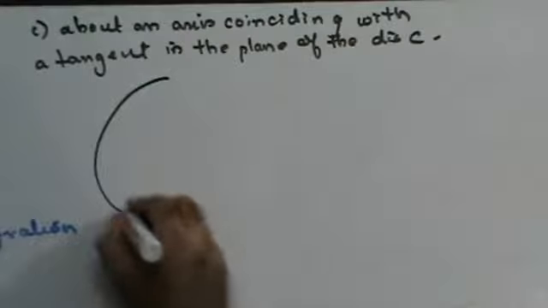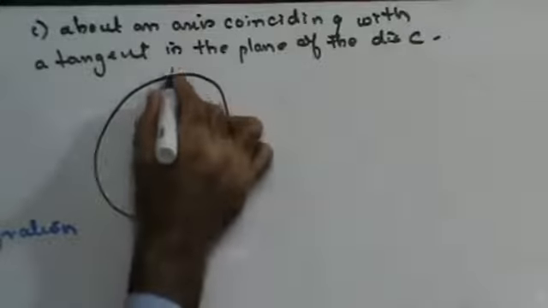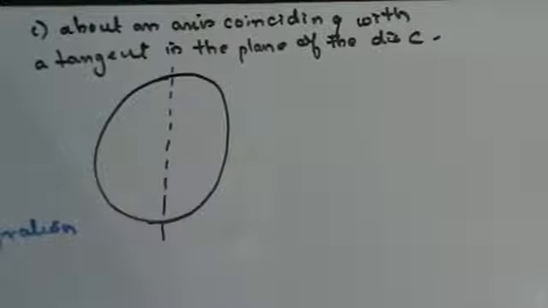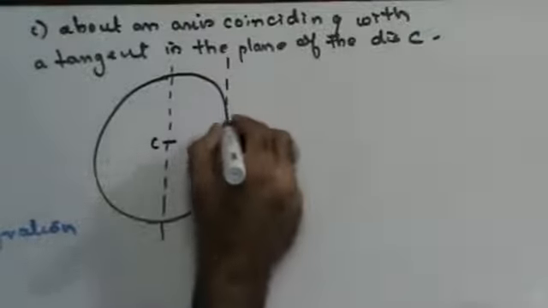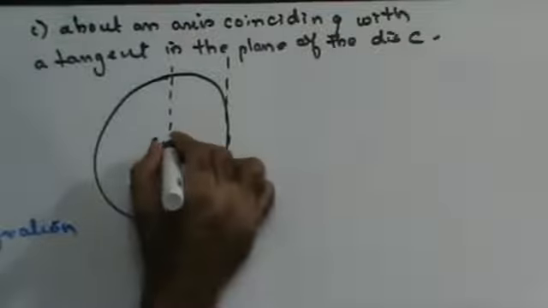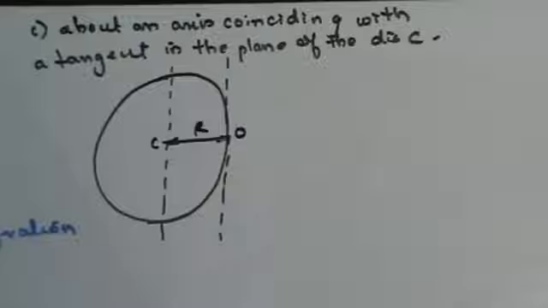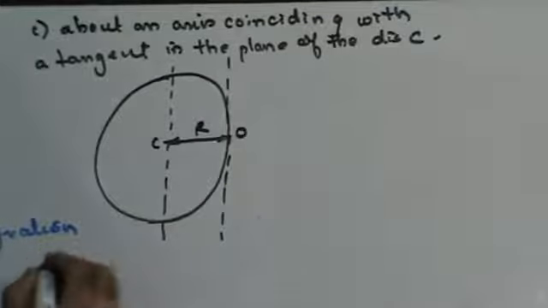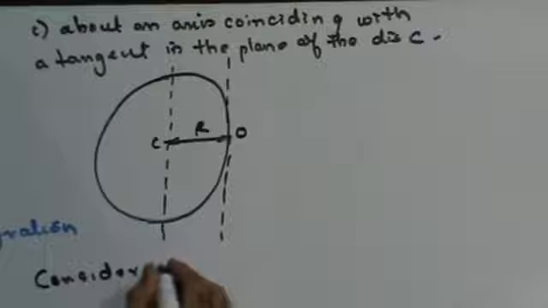So let's assume that this is my disc, right? This is my moment of inertia about any diameter which is passing through center C. I want to find out the moment of inertia about an axis which is tangent to the disc. Now let's assume that the radius of the disc is r. This is my point of intersection, right? So consider a tangent drawn at point O.